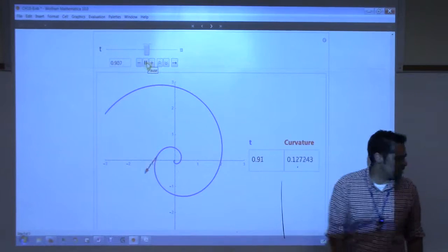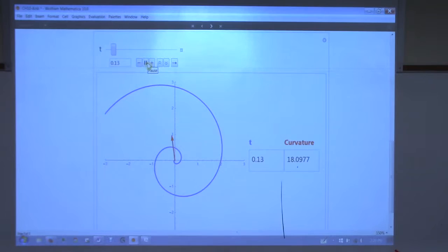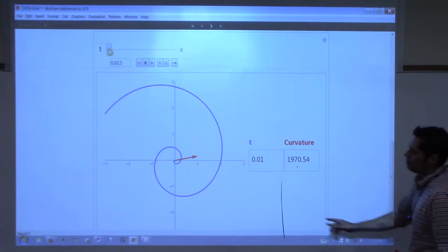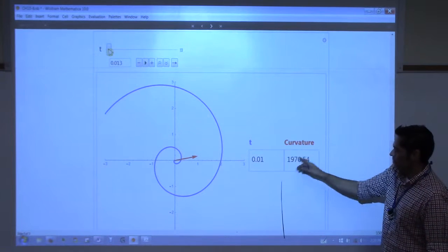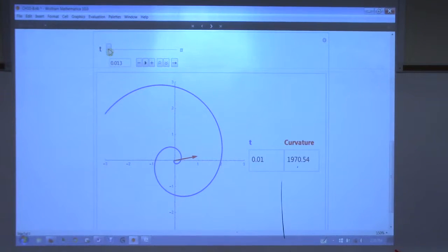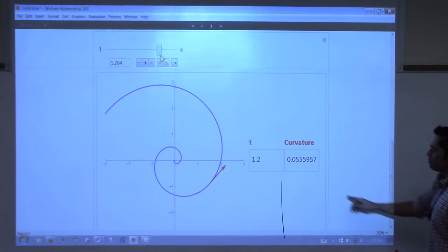So look in here. I think I can slow it down. Or I'll just pause it, move it back to the beginning in here. Right there at the very beginning, look at the curvature at time 0.01. The curvature is what? Almost 2,000. But as I move out, notice that number's gotten smaller already. Now look at that, not much further away. At 0.12, the curvature is 23. And then as I move out further and further, at 1.2, the curvature is 0.05.